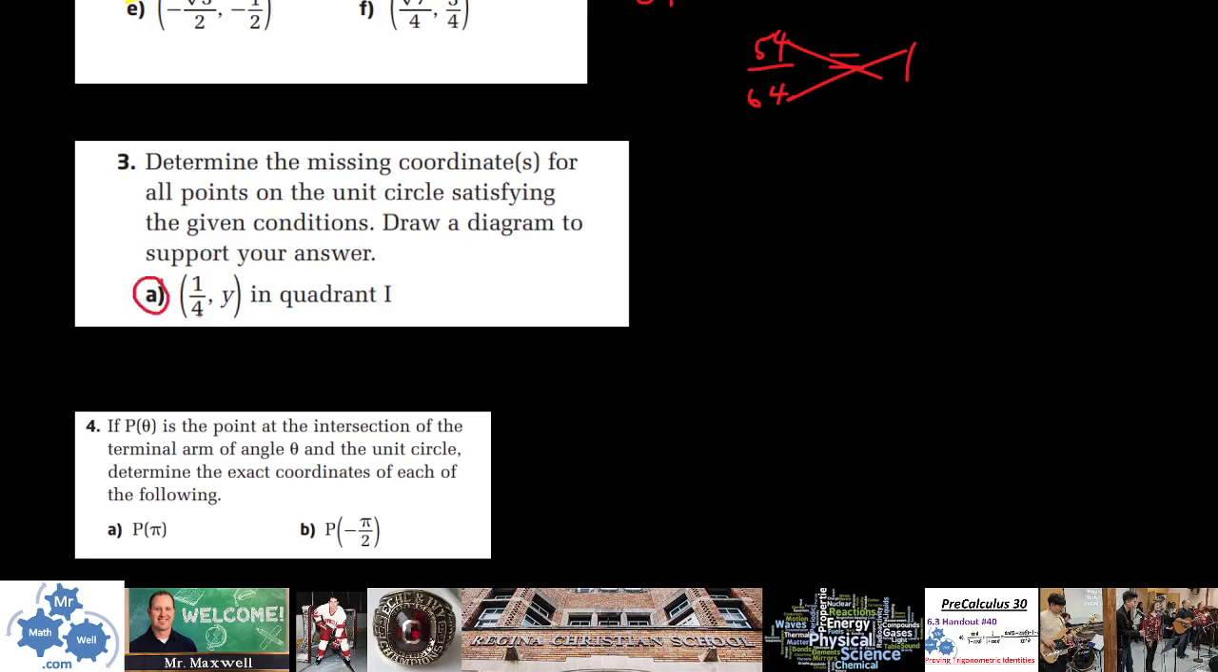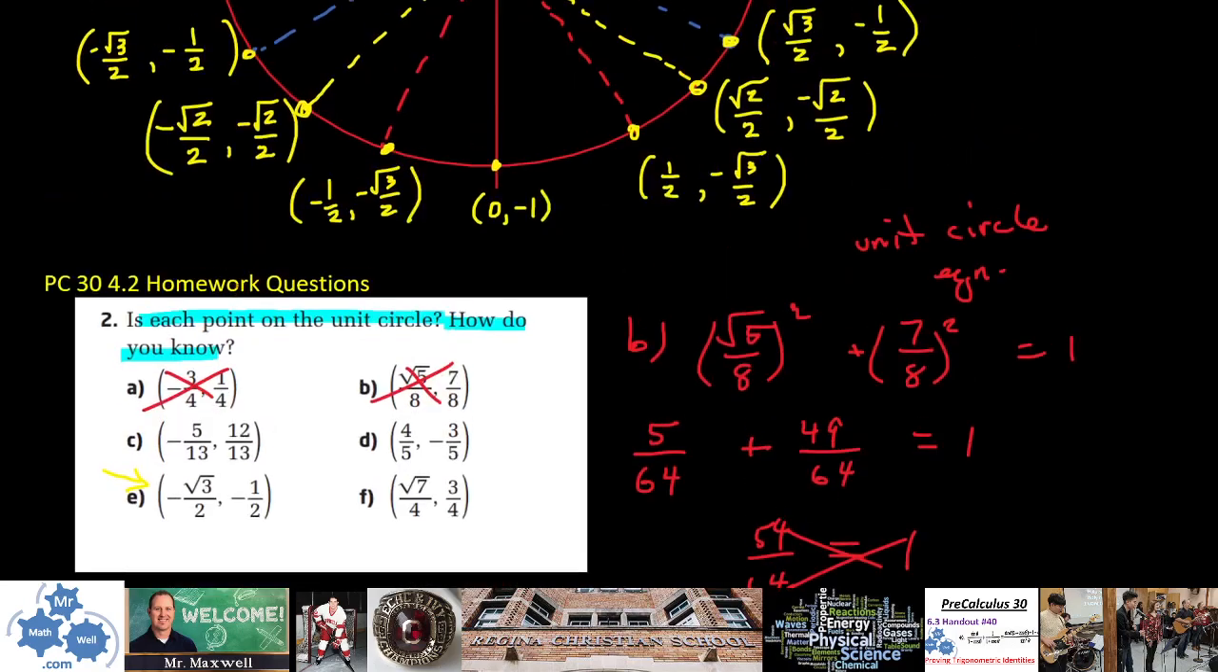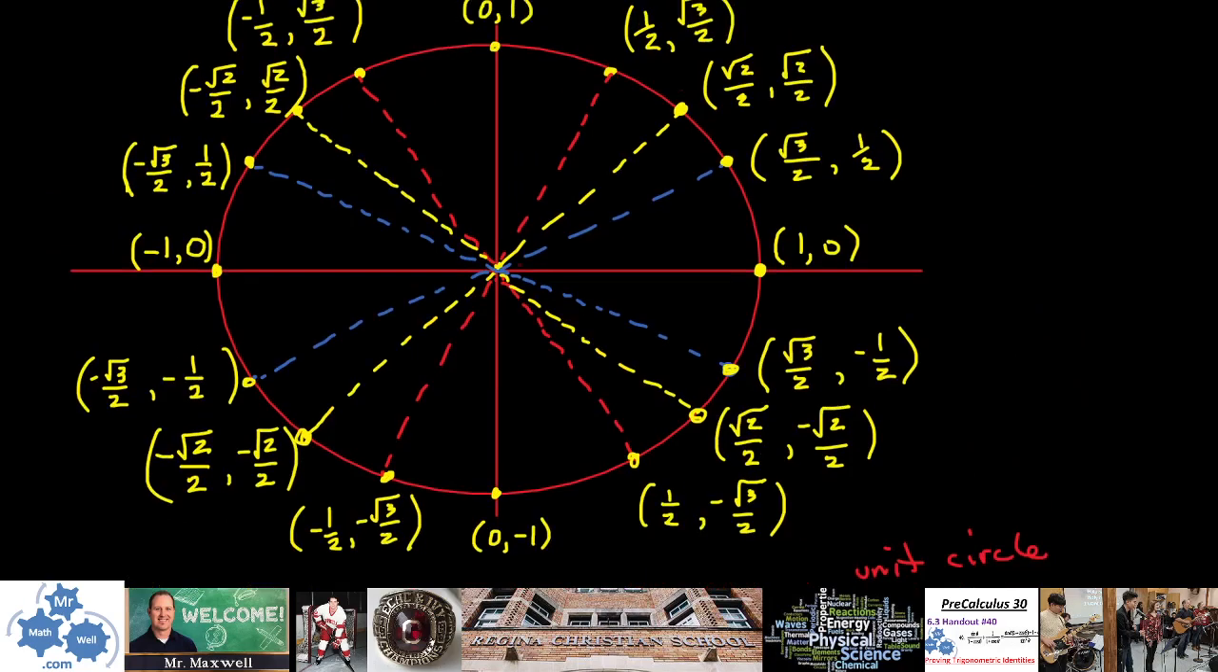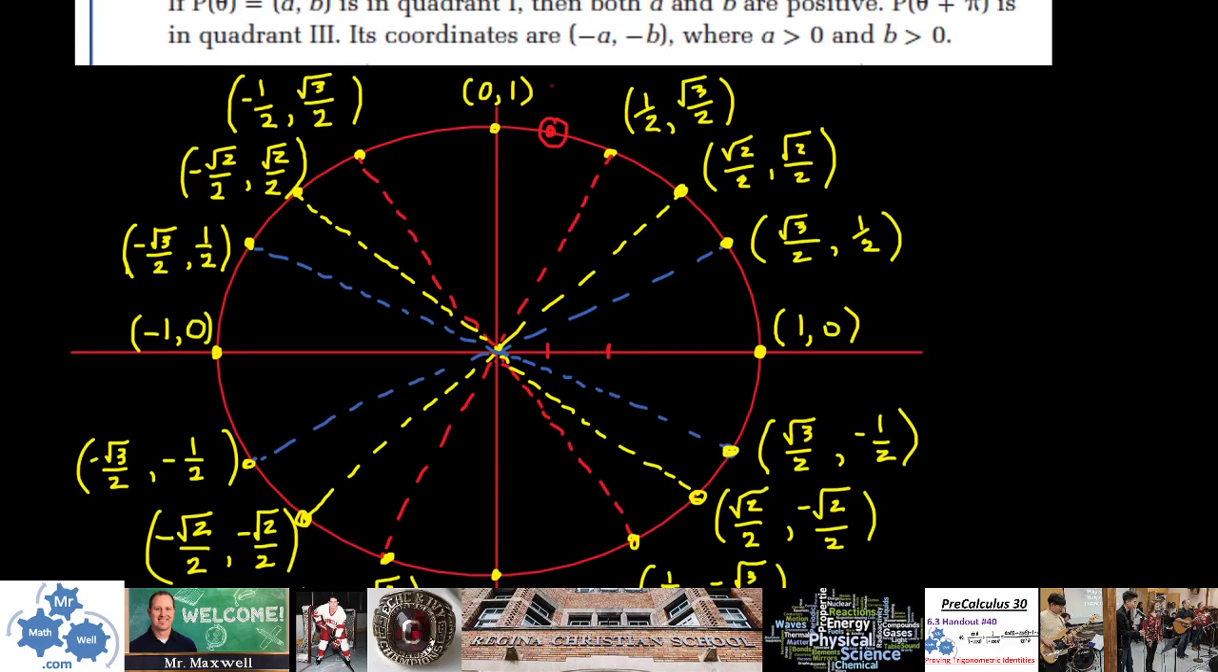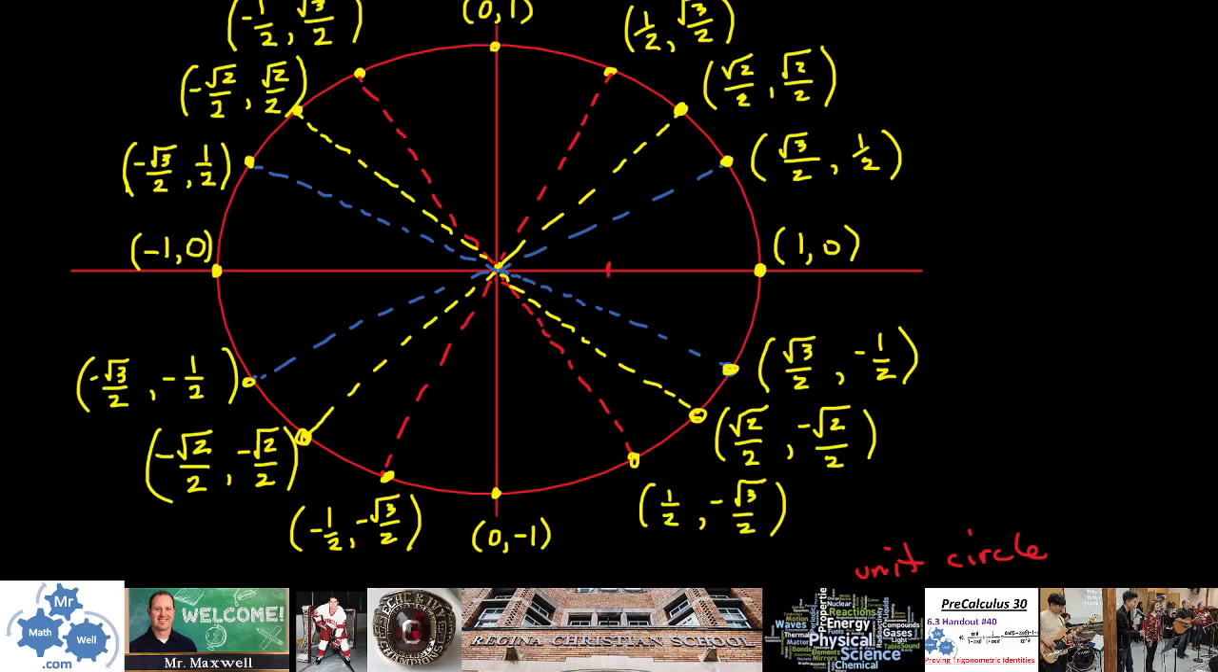So I have a value of 1/4 for x, and I also have a missing value of y. So let's just go to our unit circle. 1/4, here's 1/2 or so. 1/4 would be about here. So I'm looking for this point right here on the unit circle. See that? That's the point I'm looking for. And the key to finding that missing y value is the equation of the circle.